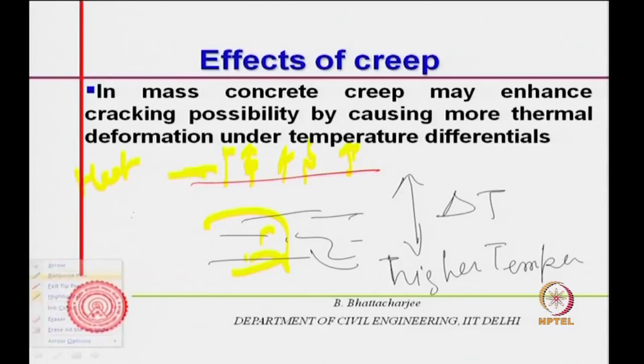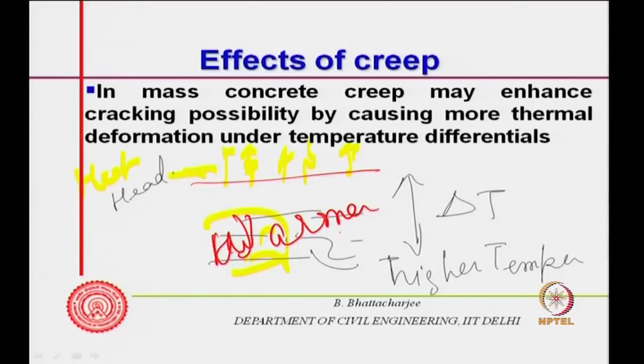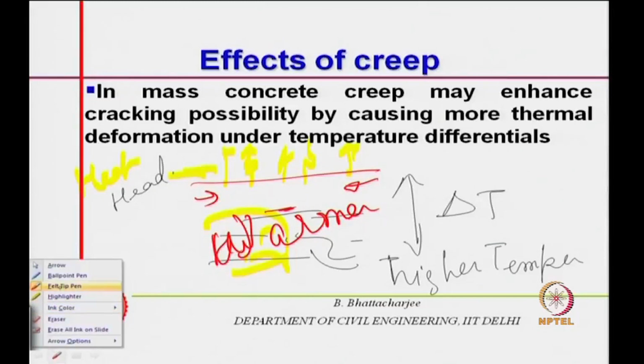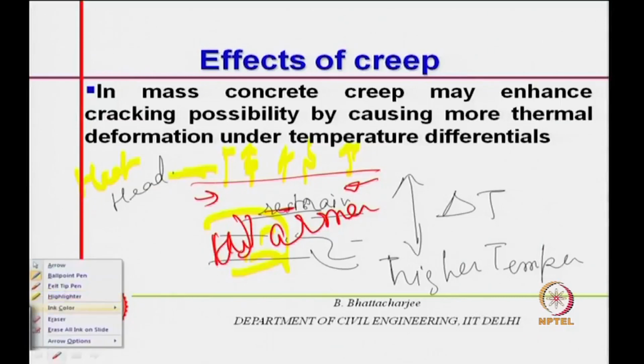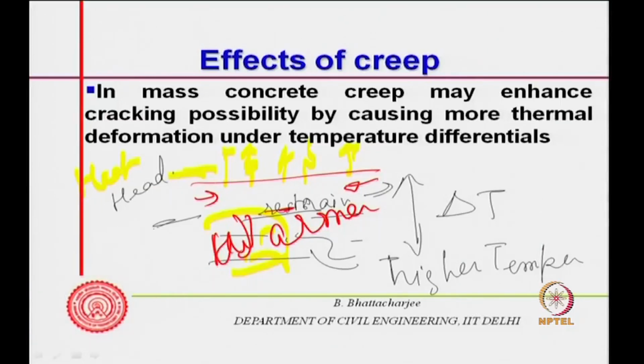So, heat would dissipate from this portion, while this may remain still hot, still warmer. The result is what? This will try to shrink, and if it tries to shrink, the bottom concrete will restrain it. So, the bottom concrete provides a kind of restraint to that shortening. If this is happening, the net effect is a tension. So, the cracks can come like this.